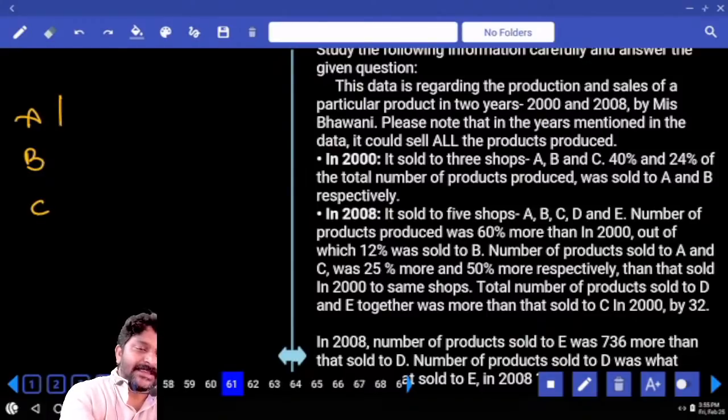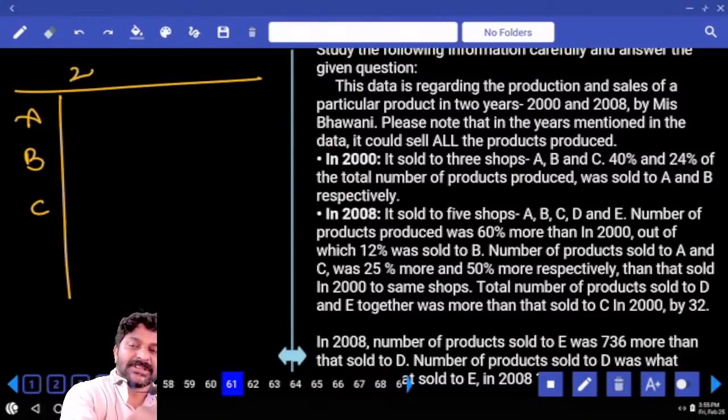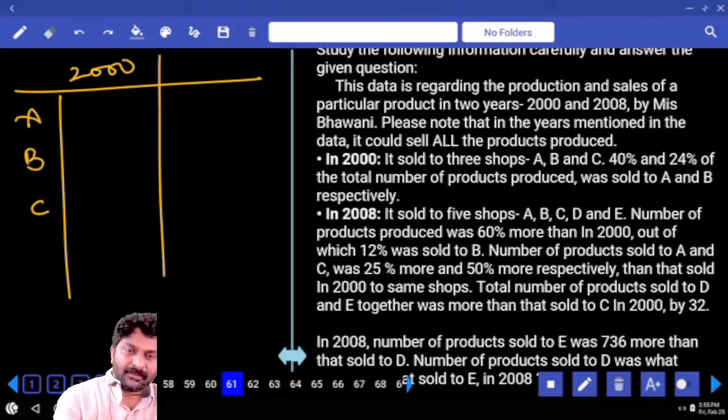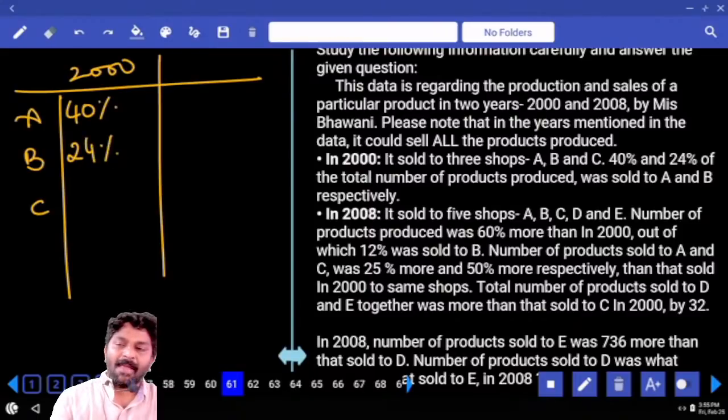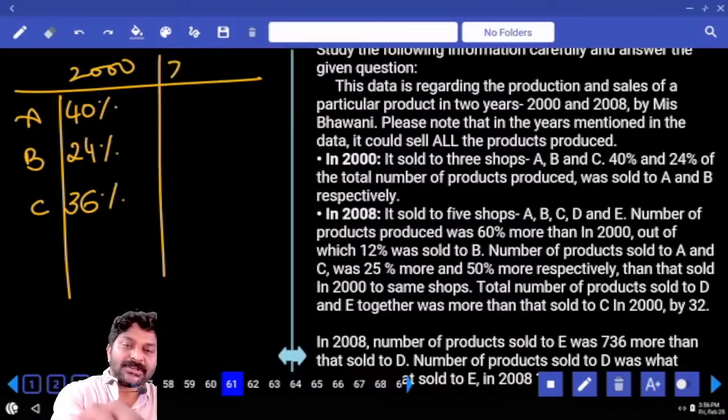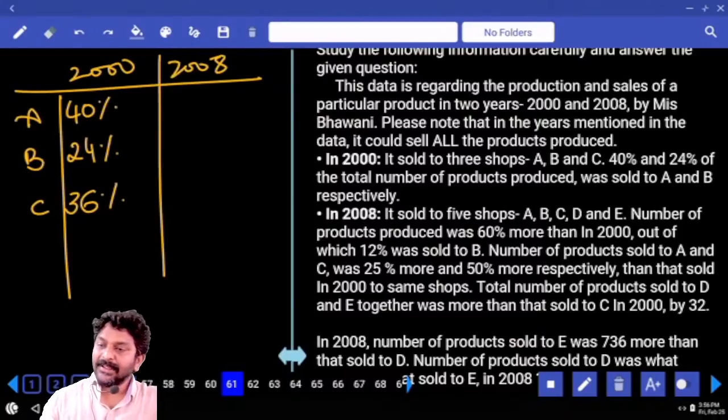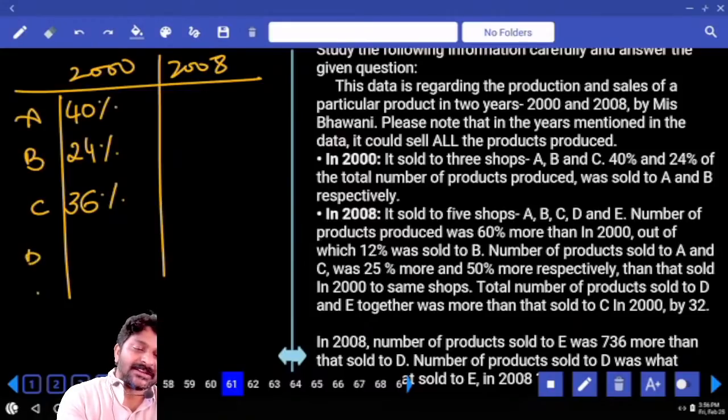A, B, C. In 2000, what percent? 40% to A, 24% to B. And how many shops are there in that particular year? Only 3. Then the total 100% must be divided among A, B, C, right? A and B together we have 64. The remaining 36 goes to C. In 2008, it is sold to 5 shops A, B, C, D, E. D and E are also there.